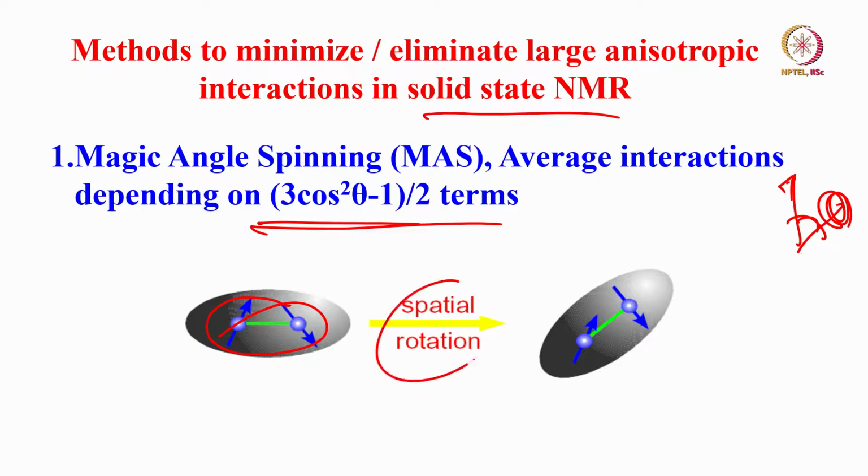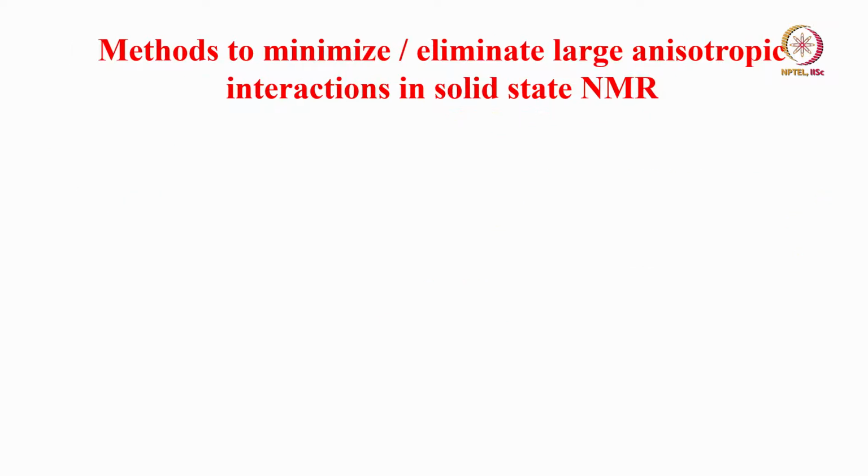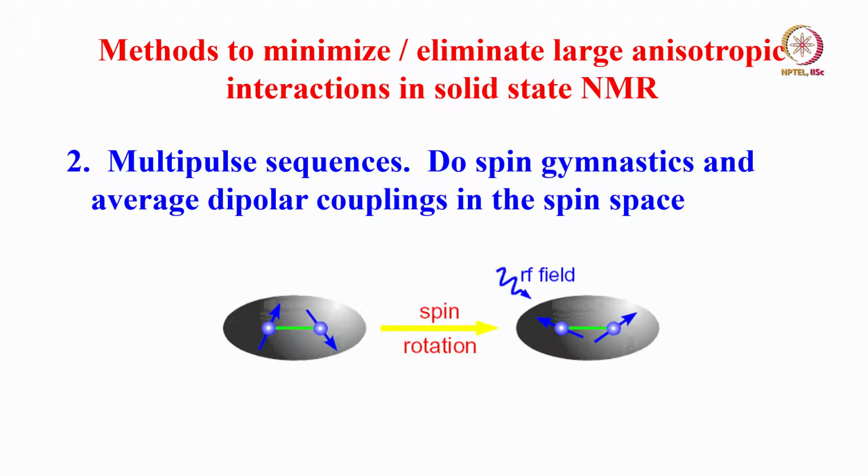This we can do as spatial rotation. Physically we can rotate the sample. That is why it is called physical space. I can manipulate in the physical space. Alternately, I can use multiple pulse sequences. I can do some spin gymnastics.